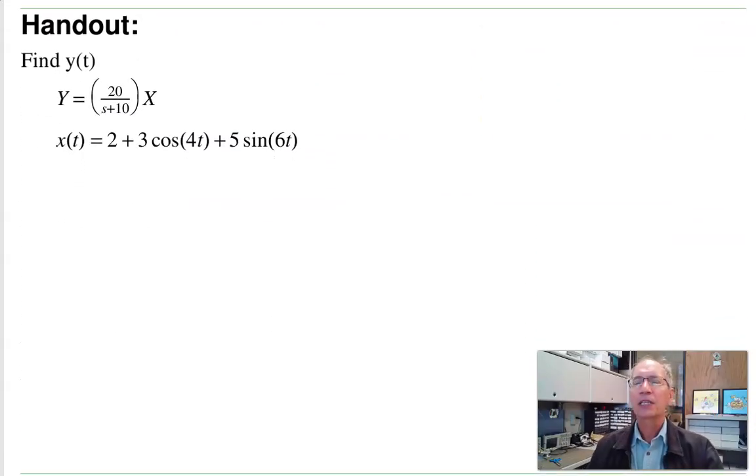So in the handout, here's a problem for you. Suppose x and y are related by a differential equation or transfer function, same thing. If this is the input, find the output. And pause the video and see if you can come up with the answer.